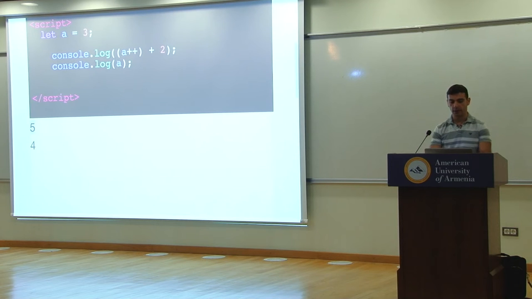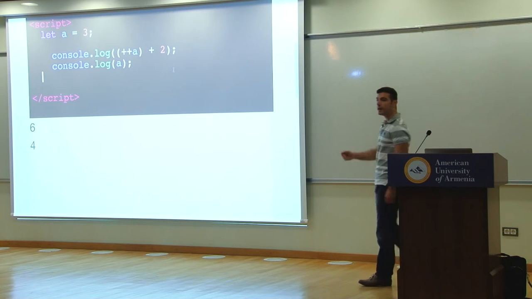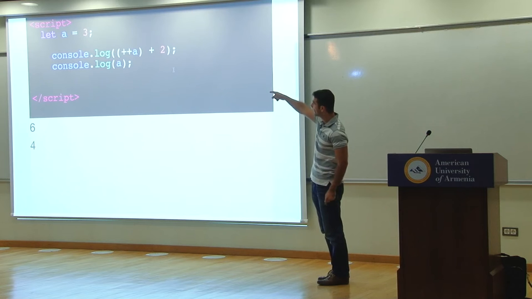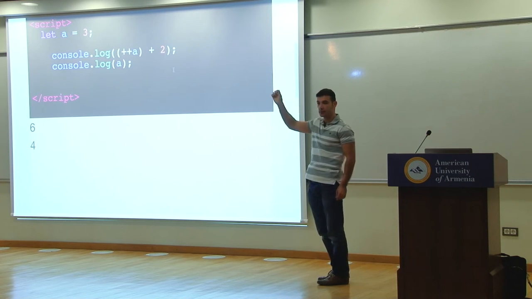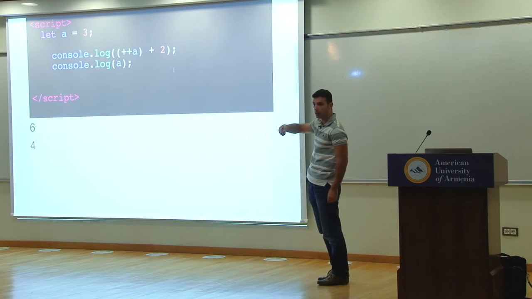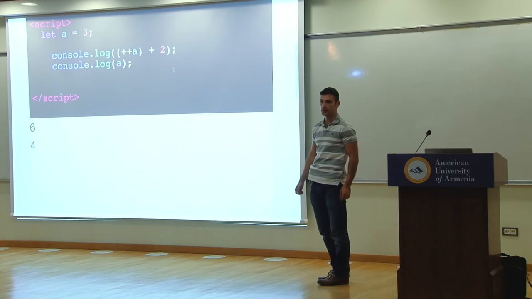OK, however, if I move the plus plus to the left side, now the increment, the plus 1, happens before that expression is executed. So plus plus a happens first. a now takes on the incremented value of 4, and then we do the rest, which is 4 plus 2, which is why we get a 6. Is that clear as well? Yes.